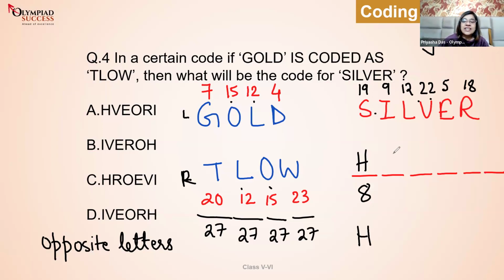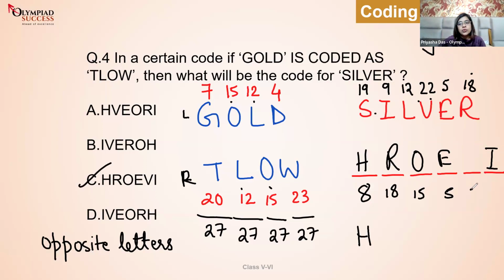27 minus 9 is 18. Very good. And 18 is the letter R. Now, if I is opposite of R, R's opposite will be I. So I can very easily get my answer as C from these two letters only. But still, if you want to complete, you can. 27 minus 12 is 15, which is O. 27 minus 22 is 5, which is E. And 27 minus 5 is 22, which is V. Simple.